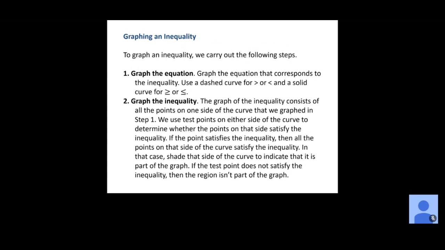At that point, we're going to graph the inequality piece of it. So we're basically going to choose a test point somewhere on our graph, and we're going to figure out, does that point actually satisfy the inequality or not? And then if it does, then we're going to shade everything in the direction of that point. And if it doesn't actually make the inequality true, then we're going to shade everything away from that point instead.